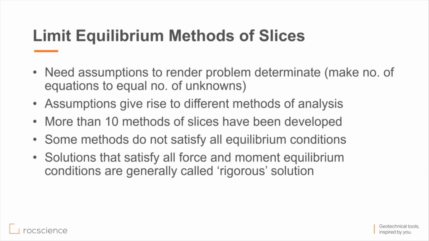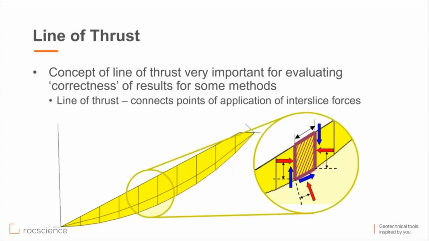Not all the methods satisfy all of these equilibrium conditions, but some of them do, and the ones that do we call rigorous methods. Now, with the rigorous methods, the line of thrust becomes a very important criterion for evaluating how correct their results are. It simply means that for each slice, we look at the location of application of the inter-slice forces. When we join these locations with a line, that line is called the line of thrust.